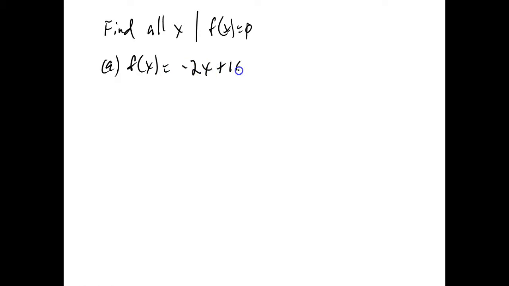Find all real values x such that, and that vertical line usually means such that, f of x is equal to 0. Okay? Now we know something about f of x. We want to find out what x makes that true. The a part here is when f of x is equal to negative 2x plus 10. There is your function. Now we want to find the values of x that make that equal to 0.